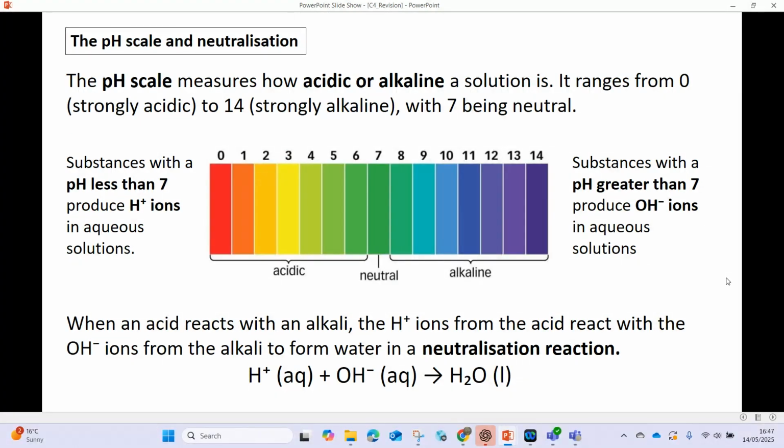Substances with a pH greater than 7 produce hydroxide ions in aqueous solutions. So you can see you've got substances anywhere which are 10, 11, 12, 13 and 14 can do this to a high amount and make lots of hydroxide ions. In the middle, neutral solutions have hydrogen ions and hydroxide ions in equal amounts, which is why they are neutral solutions. When an acid reacts with an alkali, the hydrogen ions from the acid react with the hydroxide ions from the alkali, and that actually forms water, and that is the neutralization reaction. So there is an example of that equation below, where you can see a hydrogen ion plus a hydroxide ion forming water.